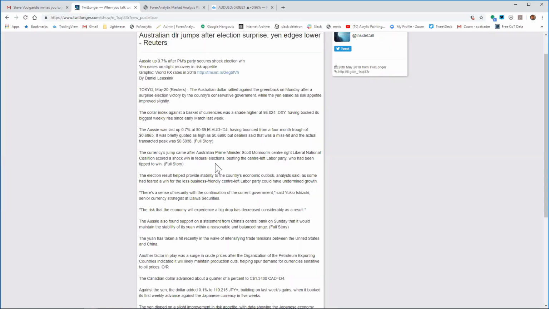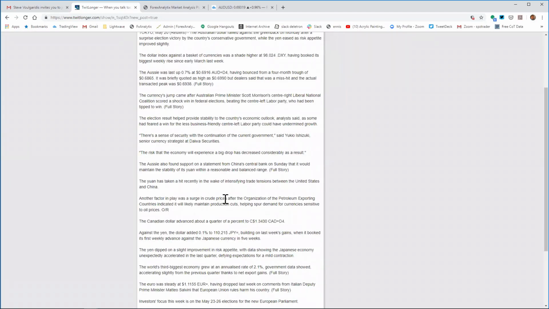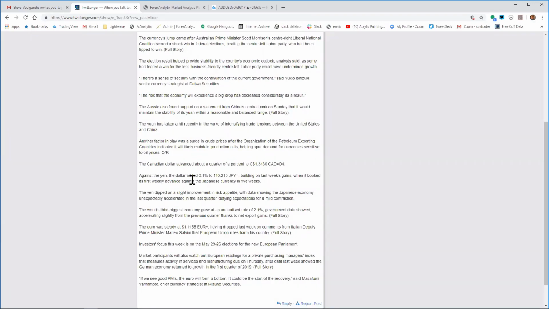They also found support on the statement from China's central bank on Sunday that it would maintain the stability of its yuan within a reasonable and balanced range. The yuan was hit recently in the wake of the intensifying trade tensions. And as far as the Canadian dollar, it advanced 0.25% to 31.43 against the yen. The dollar added, building on last week's gains when it booked its first weekly gain.